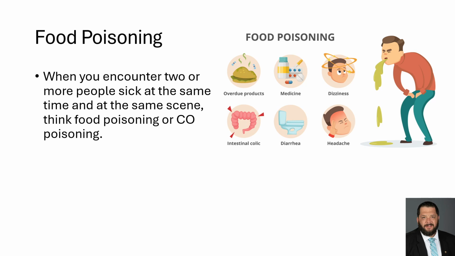Food poisoning is when you encounter two or more sick people at the same time. You can suspect food poisoning or carbon monoxide poisoning. Generally, families that eat together and sleep together are exposed to the same products. And so we look at, when we have multiple patients with the same symptoms, something like carbon monoxide toxicity or food poisoning. Food poisoning can be from products that have expired or aren't any good, typically induced diarrhea, intestinal colic. It may accompany a headache.